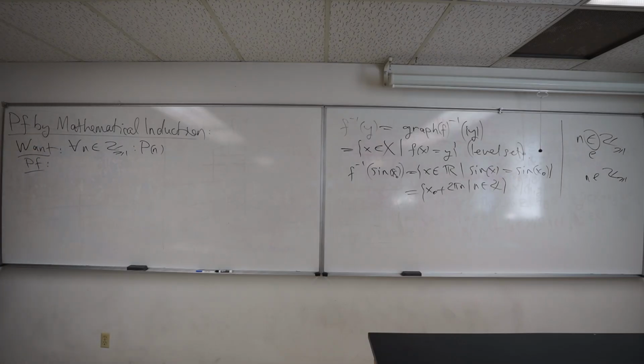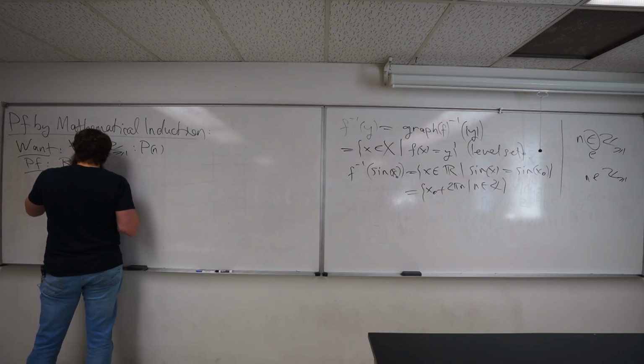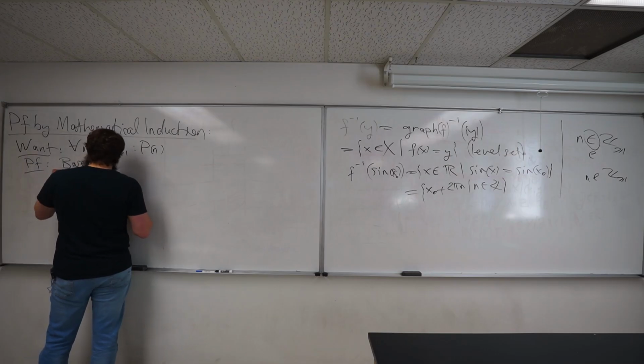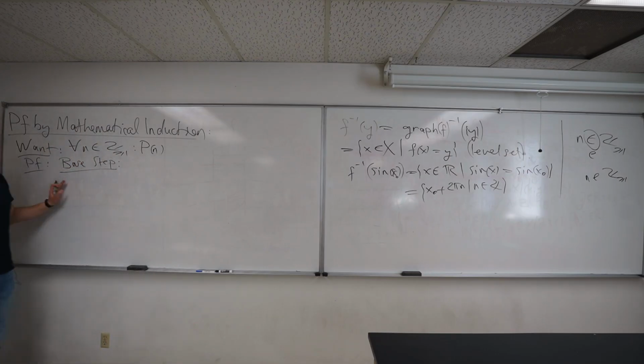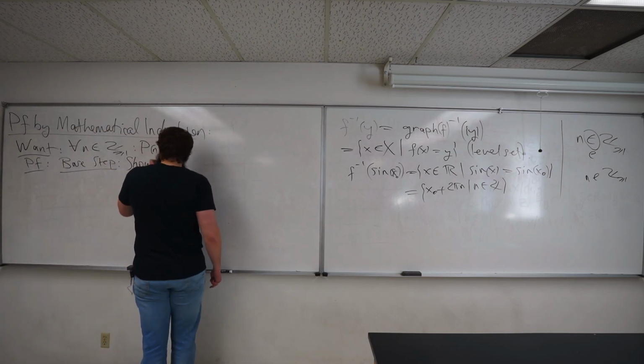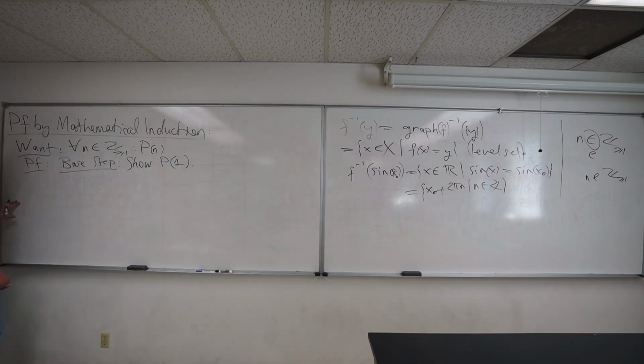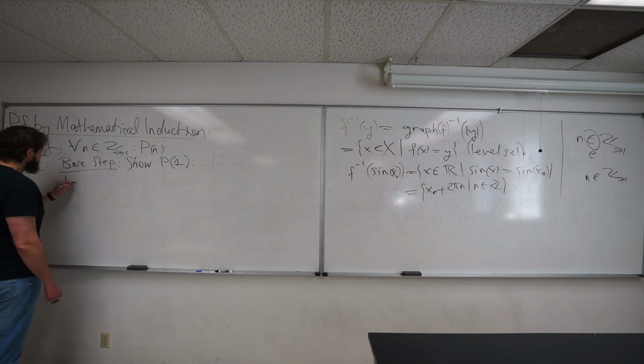Induction has two steps. The first step is what is called the base step, or the anchor step. Show that for the first index, P holds. In other words, show P of 1. And then the second part is what is called the induction step.